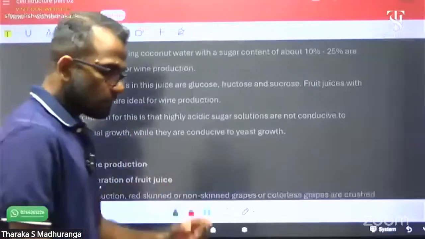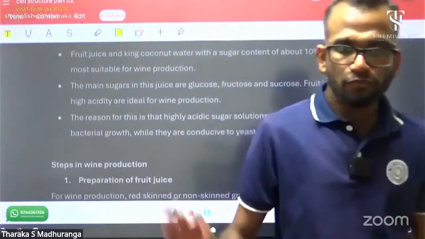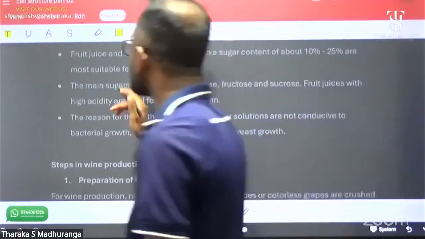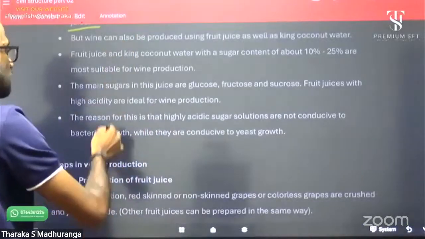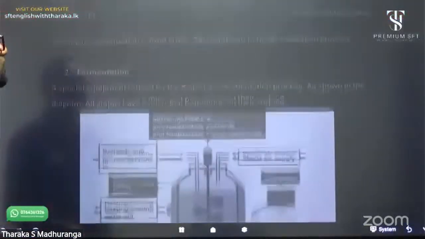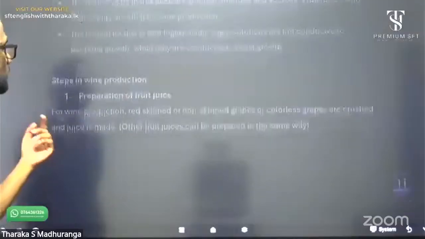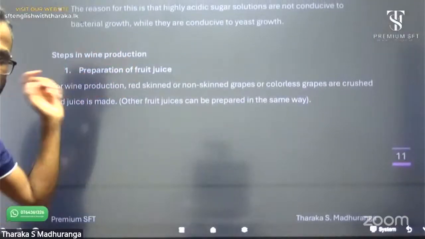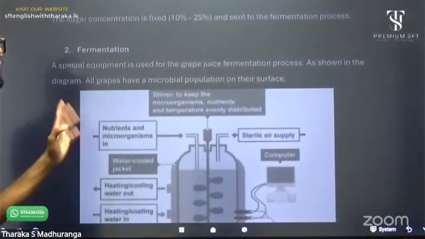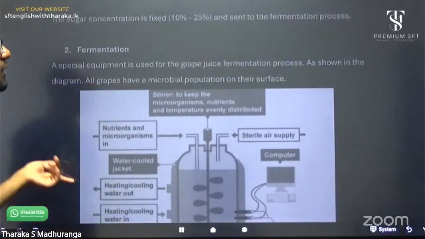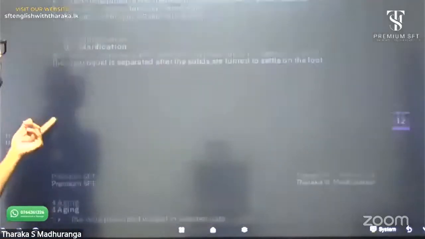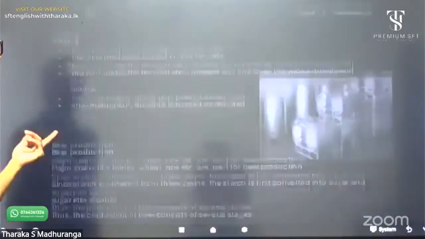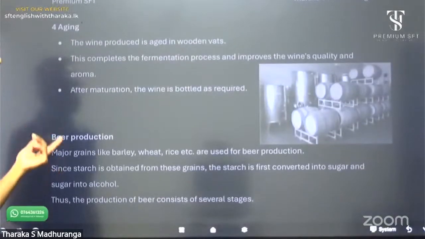Okay, the first thing, wine production, we can classify it into four main stages. The first one, the preparation of juice. The second one, fermentation. The third one, clarification. The final one is aging.